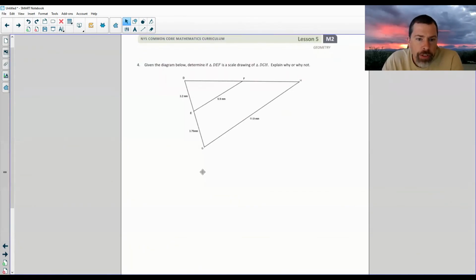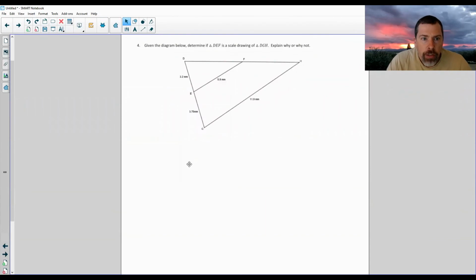Right, page 6 brings us to exercise 4. So pause the video, see if you can do this, and then we'll check it. So it says, given the diagram below, so it's a triangle and then a dilated triangle. It says determine if triangle DEF is a scale drawing of DGH and explain why or why not.